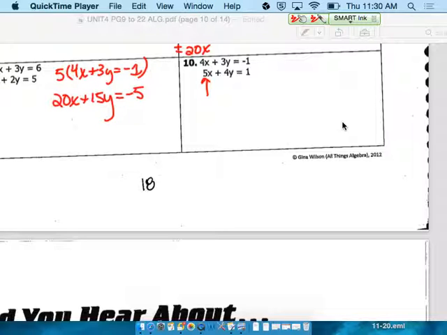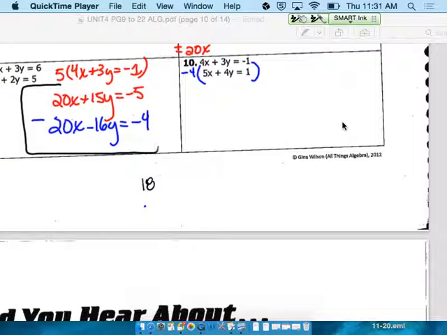and then my second equation, I will multiply the second equation by -4, and when I do that I have, I'll just put it over here. That gives me -20x minus 16y, and that would equal -4. So now I have my system. I have coefficients that are additive inverses. So now I can simply do vertical addition on these.